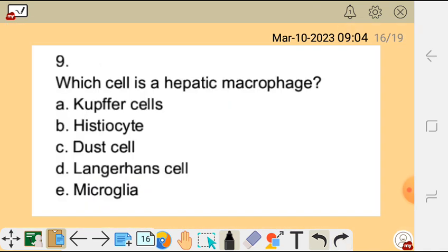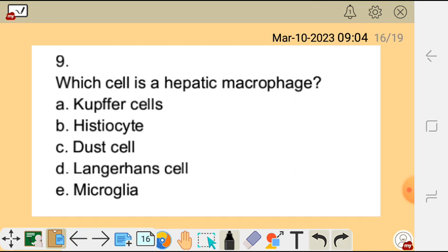Question 9. Which cell is a hepatic macrophage? Which cell is a hepatic macrophage? A. Kupffer cells. B. Histiocyte. C. Dust cell. D. Langerhans cell. And E. We have the microglia.